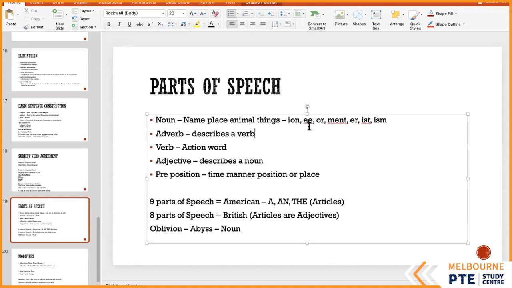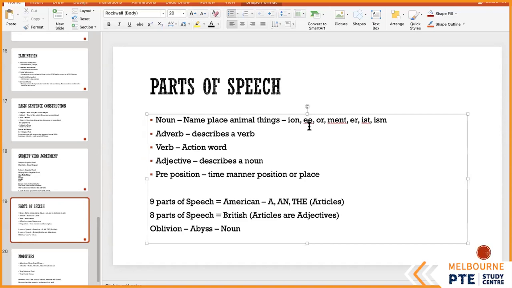All right. ER, IST, ISM. These are other common nouns. Can you give me an example with ISM? Communism, right? Any type of ISM words. Terrorism, individualism, plagiarism, these are all nouns. IST words? Perfectionist. Yep. Good. IST generally, again, scientist, mentalist. All right. These are always nouns.